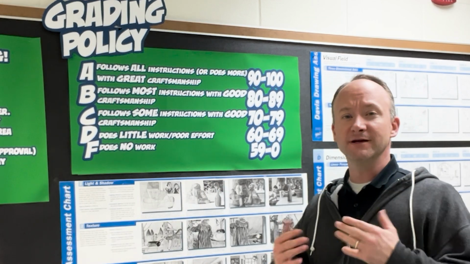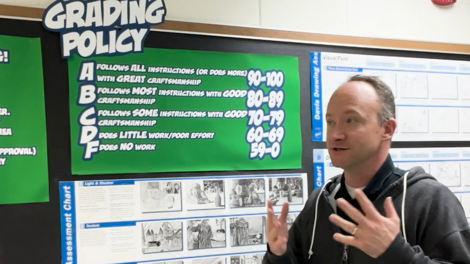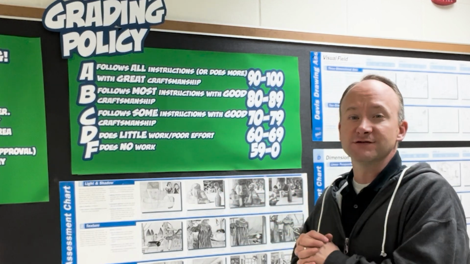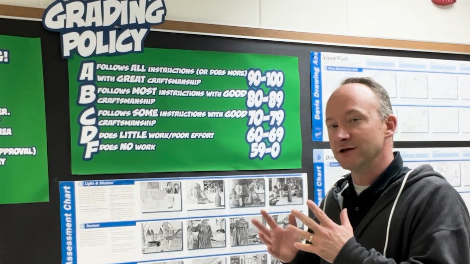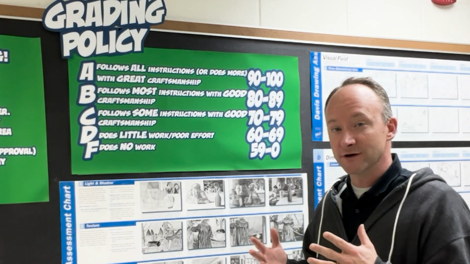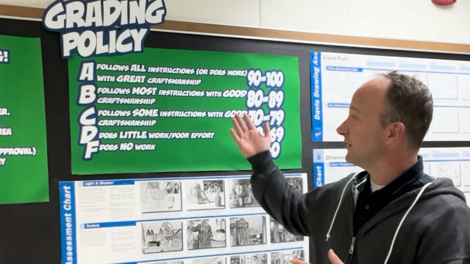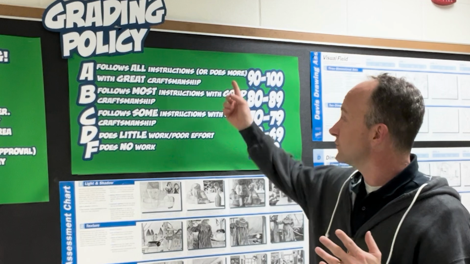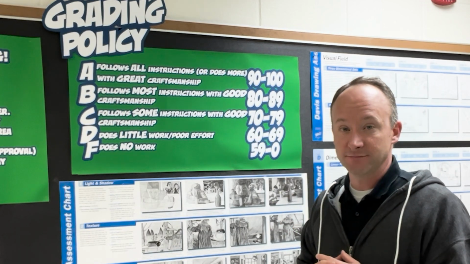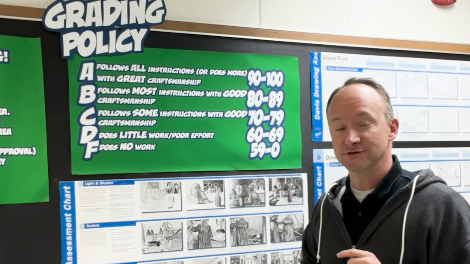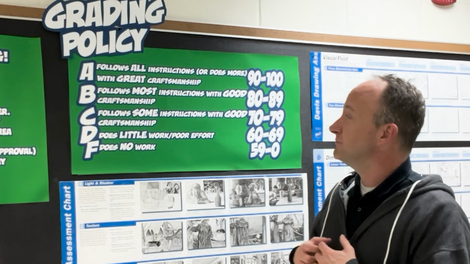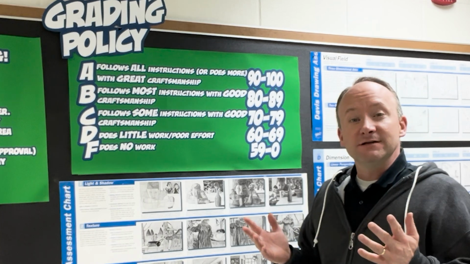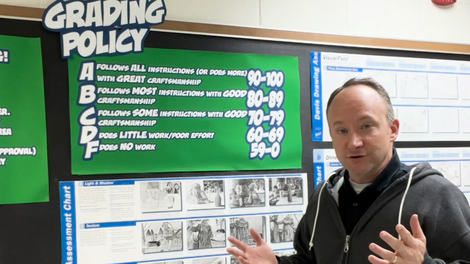One of the benefits of being an art teacher and not teaching a subject like math is that art is subjective. So I'm not really grading you on how pretty or how ugly your artwork is. I'm grading on whether you follow directions. An A is for the student that follows all instructions or does more with great craftsmanship. Great craftsmanship means you tried your personal best and it's not sloppy. A B is for the student that follows most instructions with good craftsmanship. Most means you almost did everything that I wanted you to do.